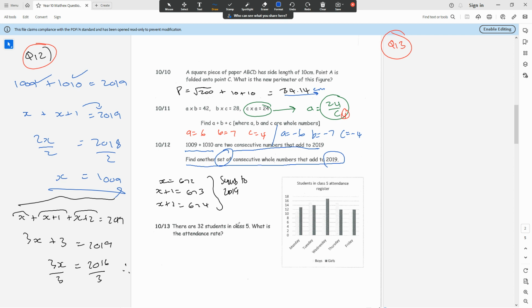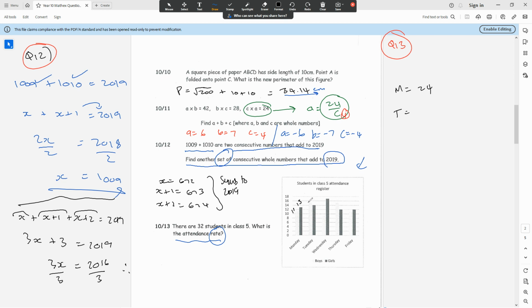There are 32 students in class 5. Okay, looks like it's got to do with this picture. What is the attendance rate? Okay, on Monday, we've got boys and girls, right? 32 students in a class. What is the attendance rate? Let's see if we can get some values on these. This looks like 11 and 13. So on Monday, we got 24.